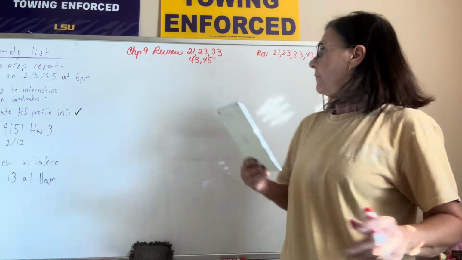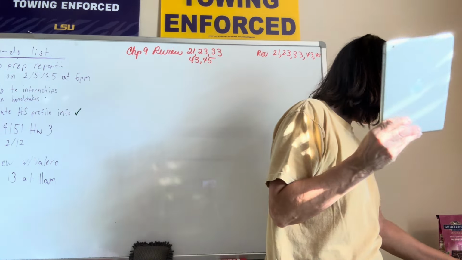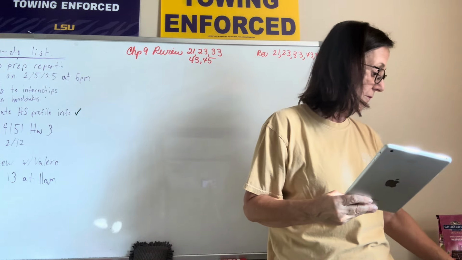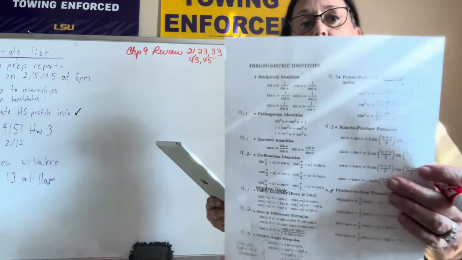All right, this is chapter 9 review. I'm on page 612. I'm going to be using my identity sheet.